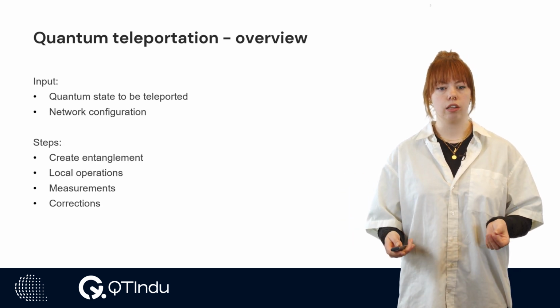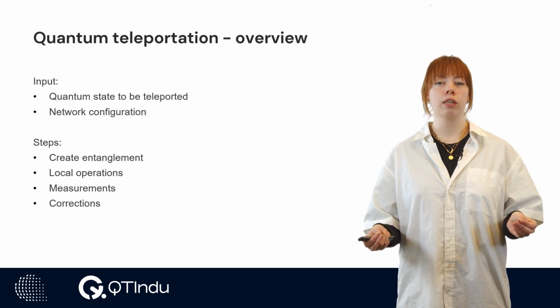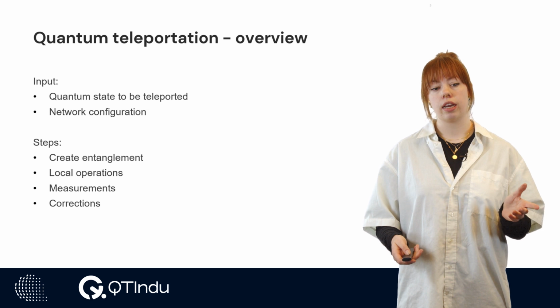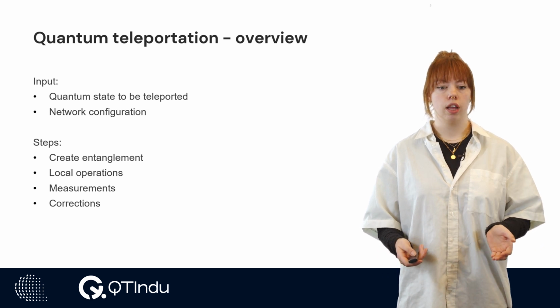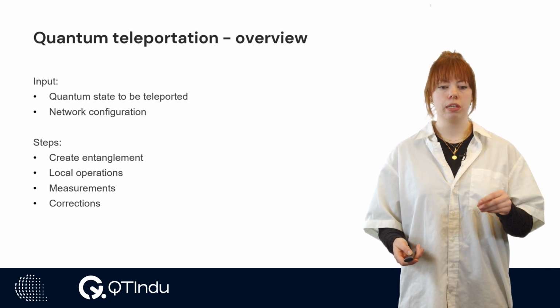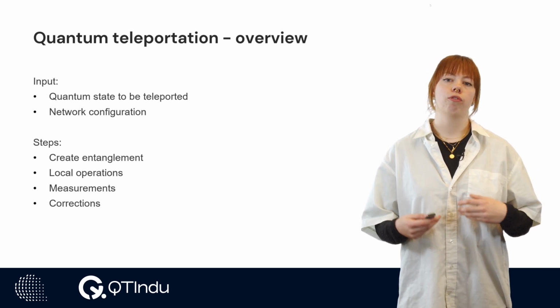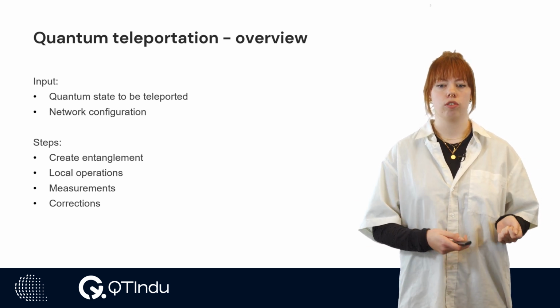The steps that they need to perform is creating entanglement between the receiver and the sender. Then the sender performs local operations and measures their qubits, sends the outcome of the measurements to the receiver, from which the receiver applies corrections.